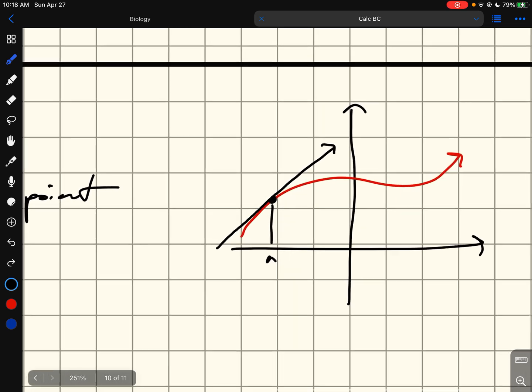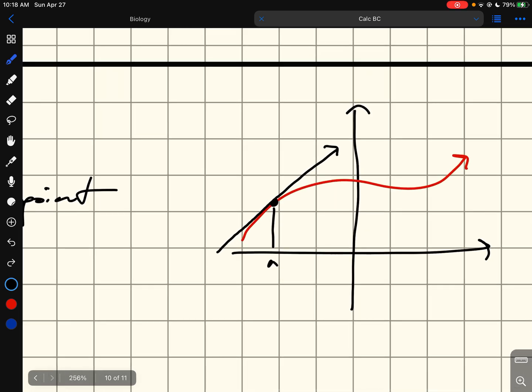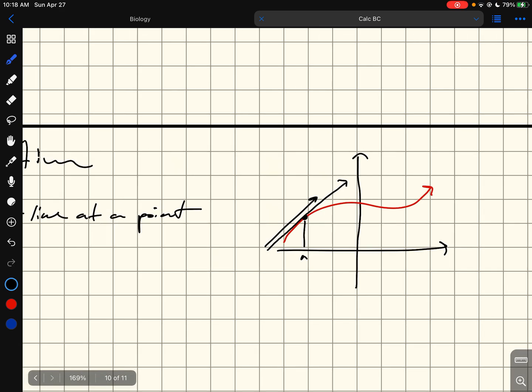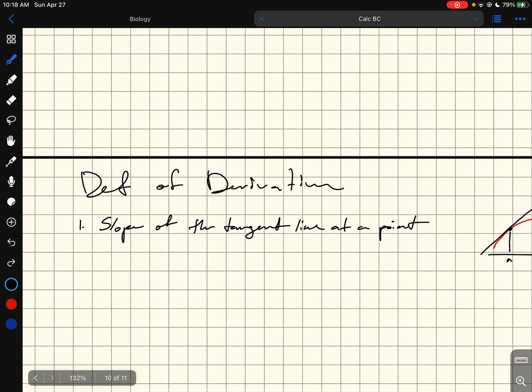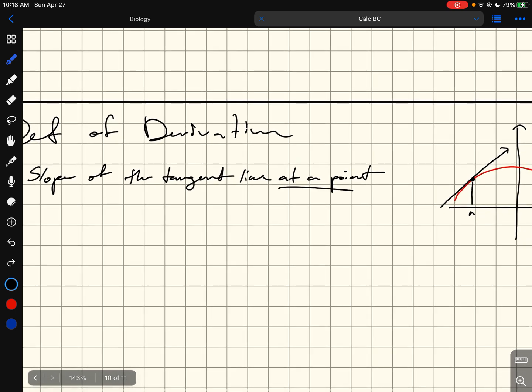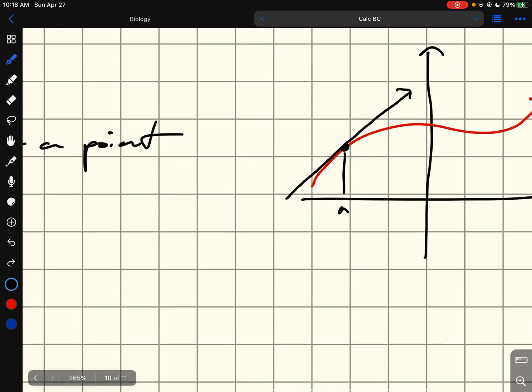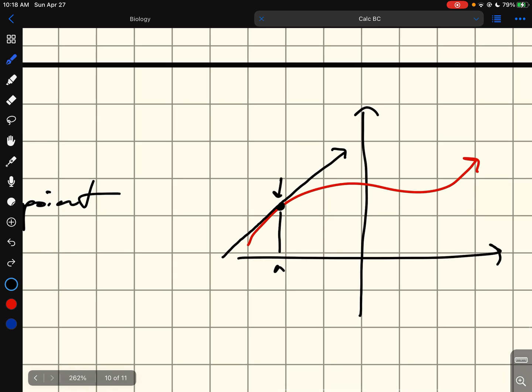And a derivative is telling you what slope this tangent line has. So that's why it's at a point, because when you take a derivative, you do it at this specific point. So you take the derivative of the function and then you plug in a to find the slope right here at a.